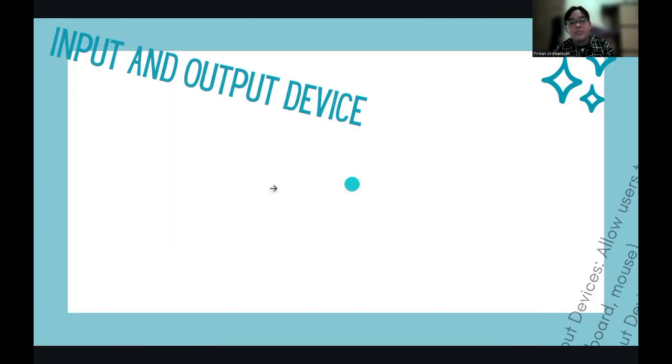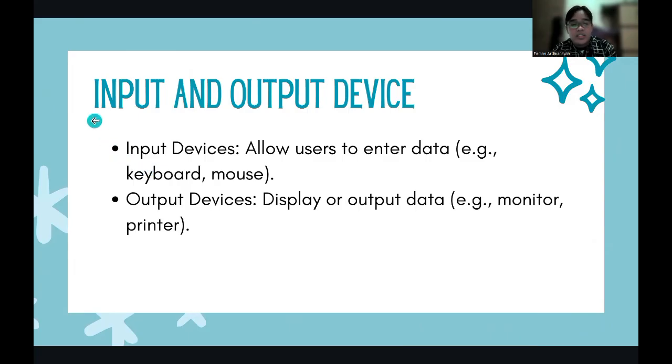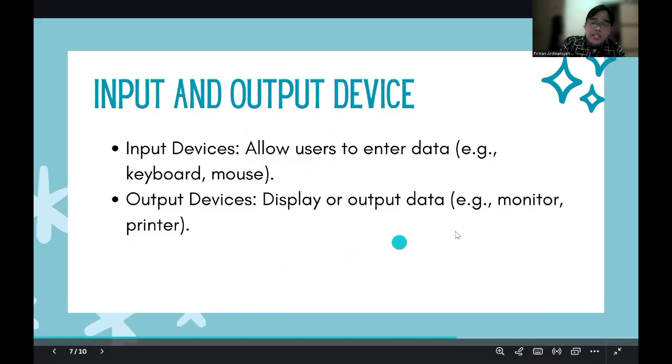Next. And this is input and output devices. Input devices allow users to enter data. Examples are keyboard and mouse. And the second is output devices. Output devices display or output data. Examples are monitor and printer.